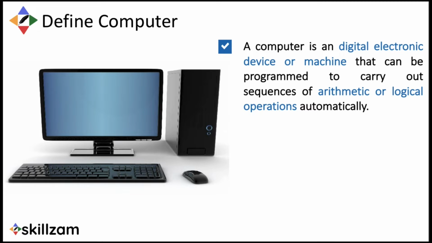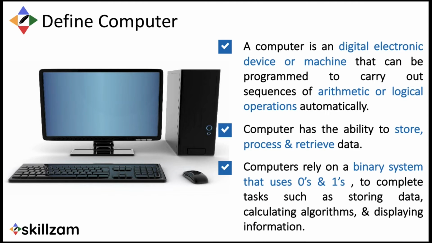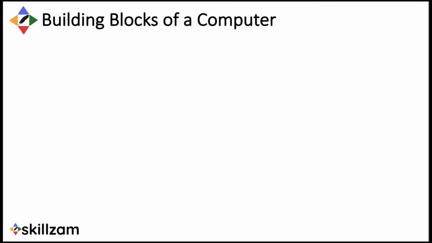A computer is a digital electronic device or a machine that can be programmed to carry out a sequence of arithmetic or logical operations automatically. A computer has the ability to store, process, and retrieve data. Computers rely on a binary system that uses zeros and ones to complete tasks such as storing data, calculating algorithms, and displaying information.